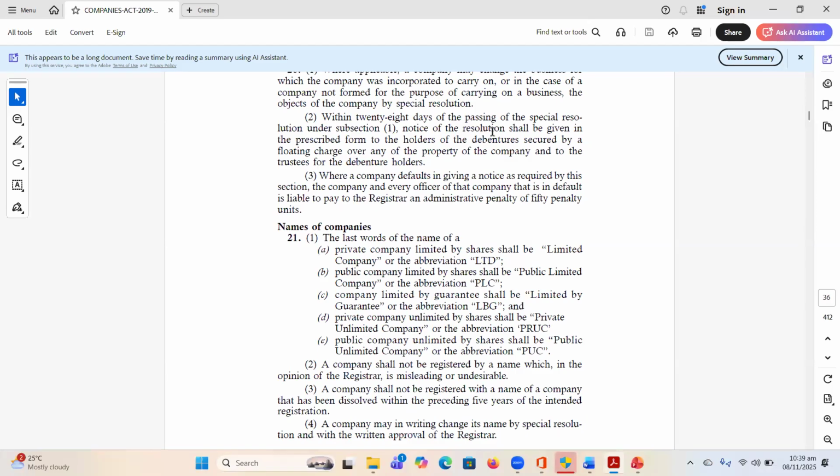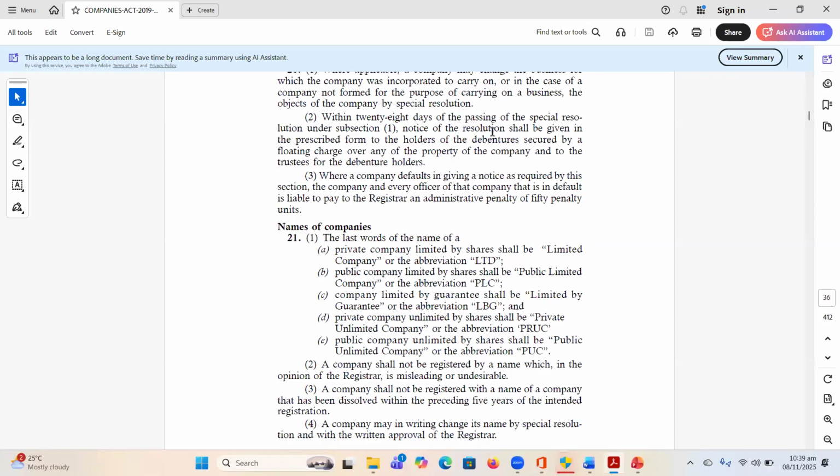If it is a public company limited by shares, we have public limited company or PLC. So if you see PLC at the end of the name of a company, that is telling us that it is a public company limited by shares. But as I indicated, if you look at the repealed Act 179, section 15 thereof, we didn't have anything there similar to this.